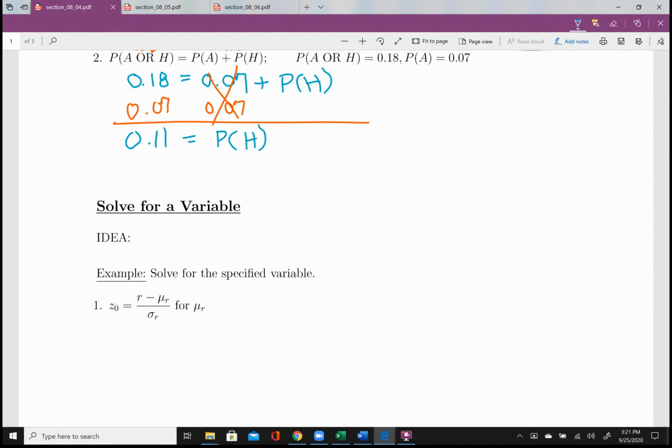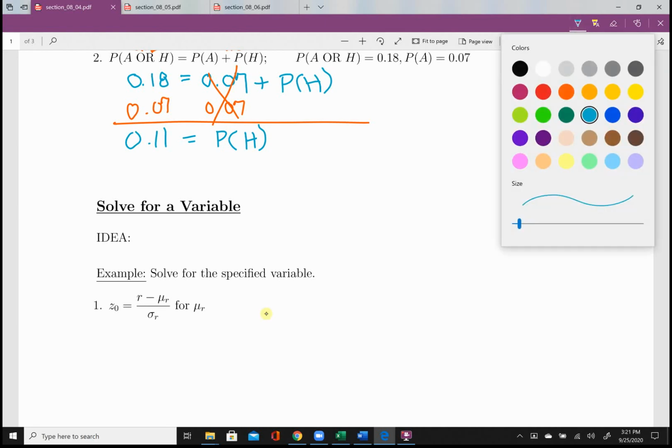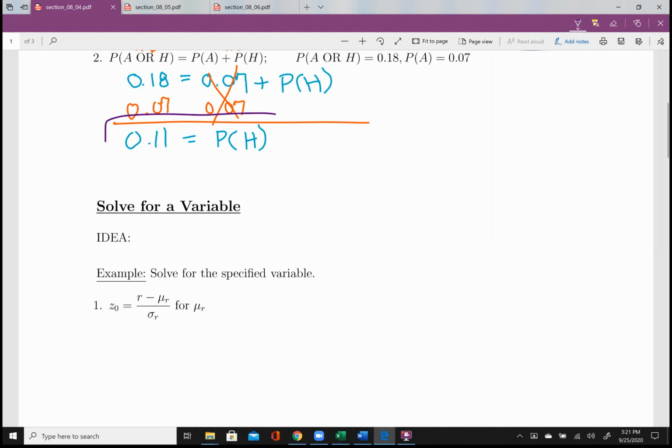So if we were thinking about this in a probability context, we would read this and say, oh, the probability of the event H happening, whatever event H is, has an 11% probability of occurring. Not that we really care about that specificity to this process here. We just want to work with evaluating formulas, and we have done it.